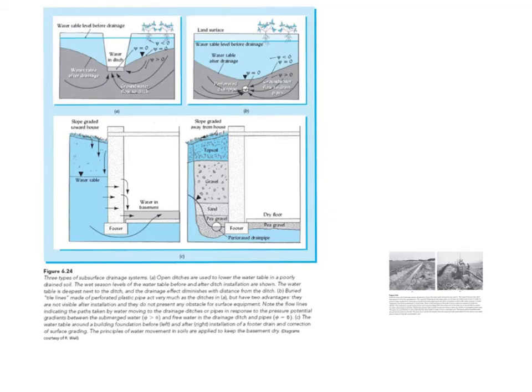So in figure 6.24, I want to call your attention to this one in particular, this land surface, and we're discussing artificial drainage. So drainage of a field through a man-made mechanism or technology or something like that. So we call this what I've highlighted here tile drainage.